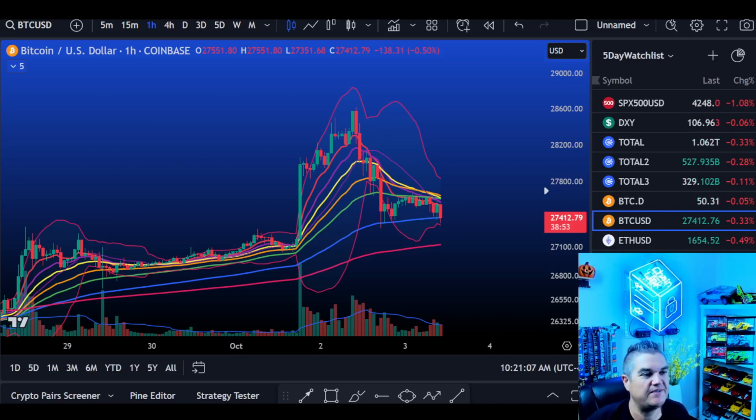All right, Bitcoin Tuesday update. Let's get right to it. We'll start off on the hourly chart and then we'll zoom out. We'll go to the 4 hour, the daily, maybe the 3 day, then the weekly. Just give you a summary of all my thoughts and no BS fluff.